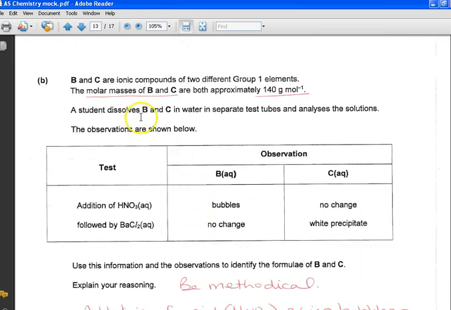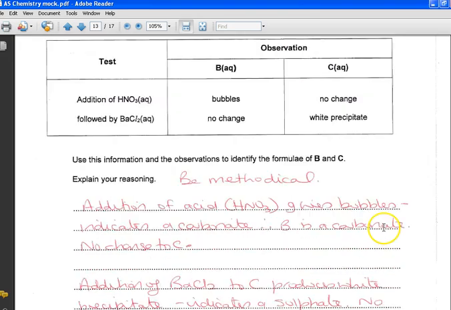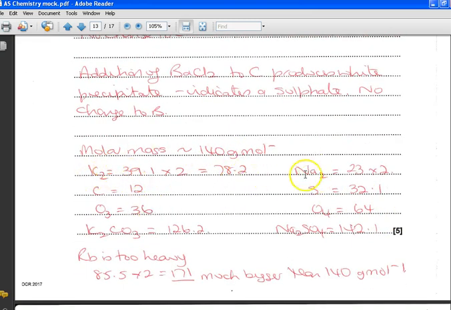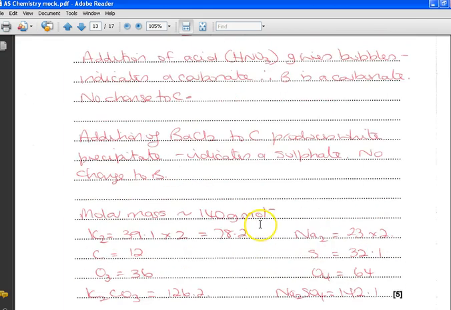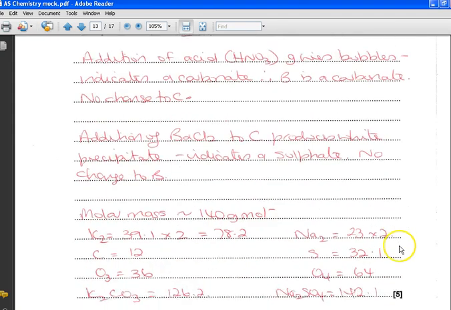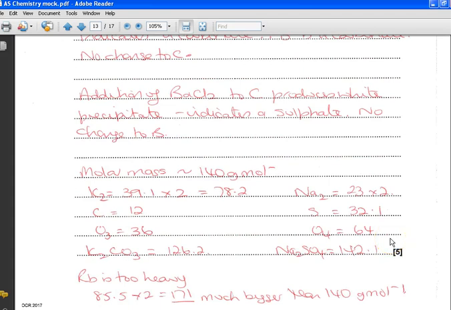It tells you that they are group 1 elements and that they've got roughly 140 grams per mole. So you know that. If they're group 1, just go down and kind of see. If you know it's a carbonate, add them up. This one, it's not going to be less than potassium. And if you look at the next one down, rubidium, that's much too heavy. So it has to be potassium carbonate and sodium sulfate. But if you didn't refer to the molar mass, it's in the question. And the fact that it's in the question means that it's there for a reason. And you need to refer to it to come up with your answer.